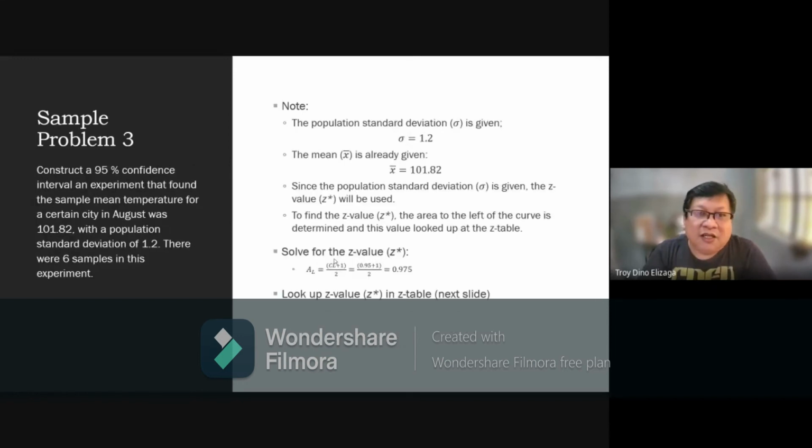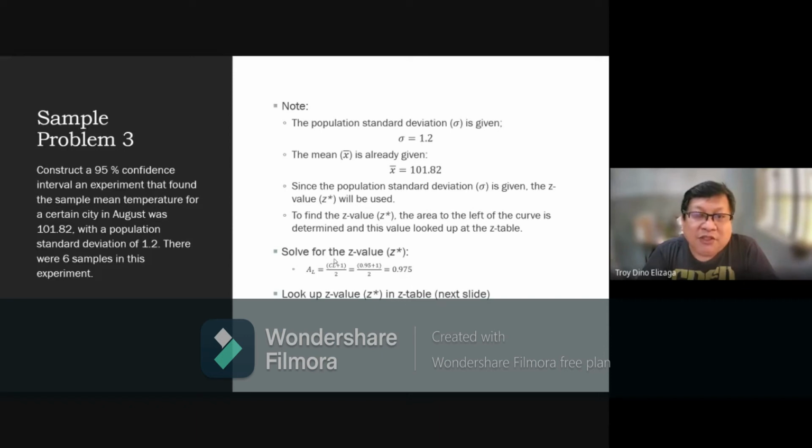Okay. A third sample, the problem says construct a 95% confidence interval. An experiment found the sample mean temperature for a certain city in August was 101.82 degrees, with the population standard deviation of 1.2. There were 6 samples in this experiment. So the population standard deviation is given, not the sample standard deviation. So it is given to be 1.2. The mean is also given, it is 101.82.